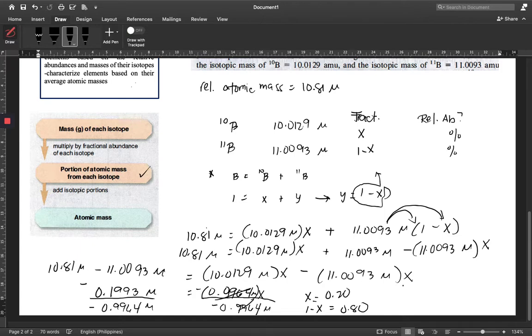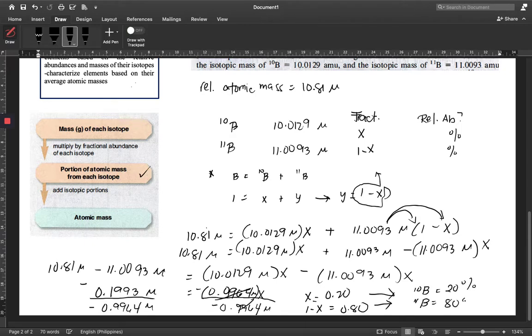Our final answers for the relative abundances: we just have to convert them into percentages, so times 100. Therefore, the relative abundance of boron 10, since it was our x, is 20%. And the relative abundance of boron 11 is 80%.